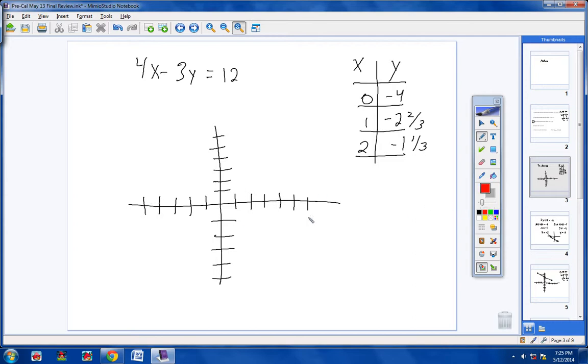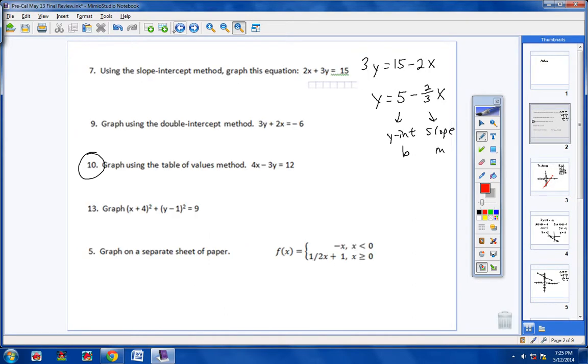Okay, one ordered pair would be 0, negative 4. The other ordered pair would be 1, negative 2 2/3. The next one would be 2 and negative 1 1/3. And they do line up in a straight line. And there's your line.